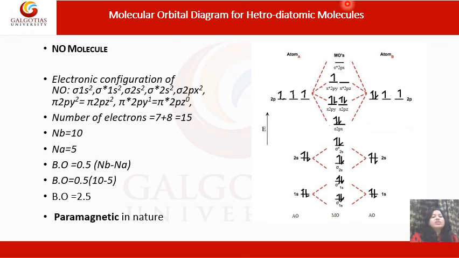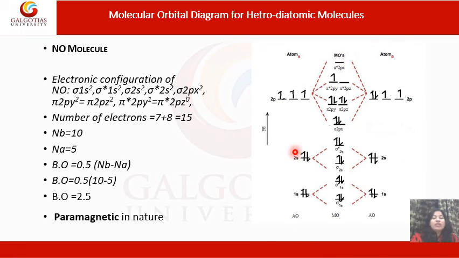Now we discuss heterodiatomic molecules. Let us see the example of NO. This is the molecular orbital diagram of NO. On one side we take the nitrogen atom and on the other side we take the oxygen atom. Because nitrogen is less electronegative than oxygen, we follow the second type of the molecular orbital diagram.